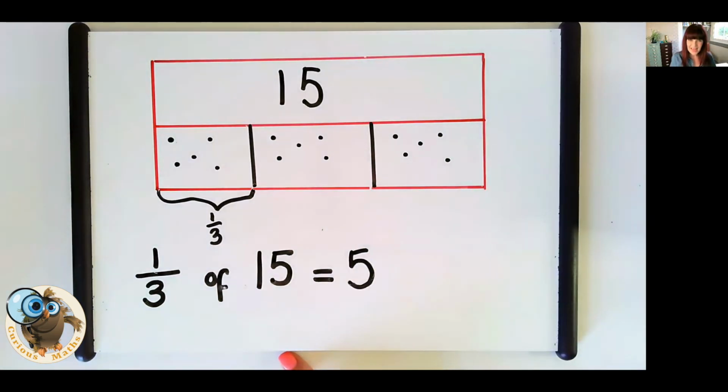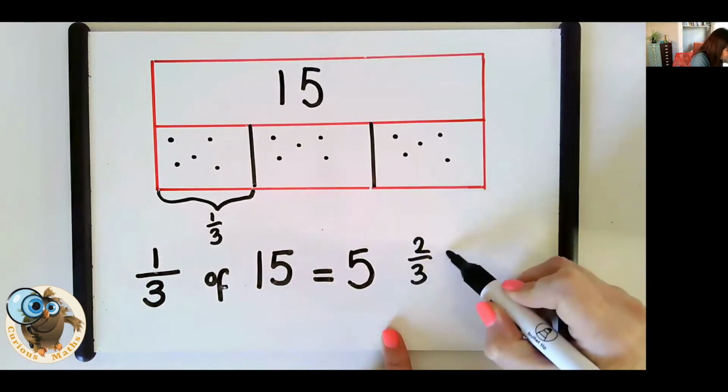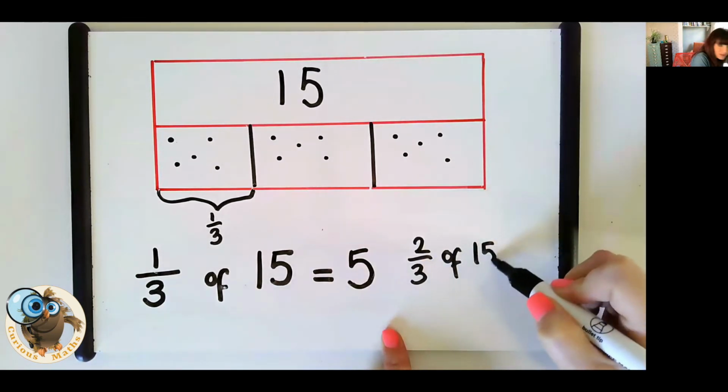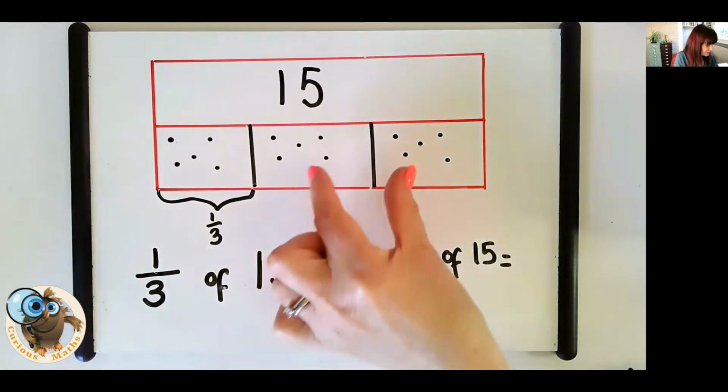Now I don't leave it there. To build on children's understanding, I want to see if they can actually now think, if they know 1/3 of 15 is 5, what is 2/3 of 15? Using the same question, the same diagram, building on what they know. Now, it might be that they say these 2/3.